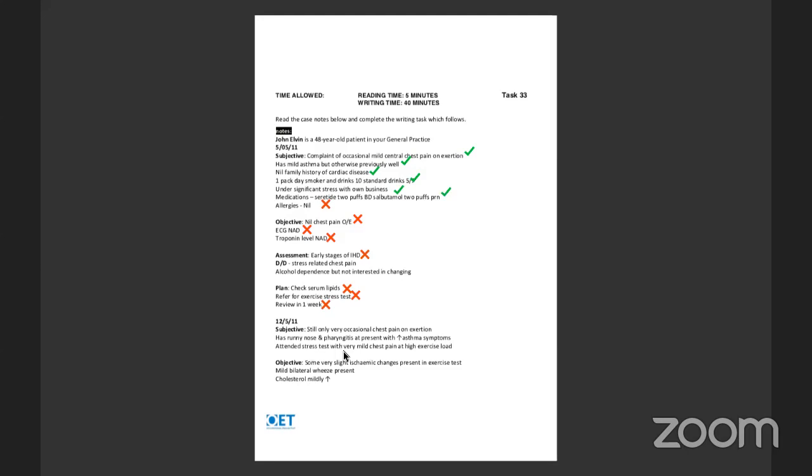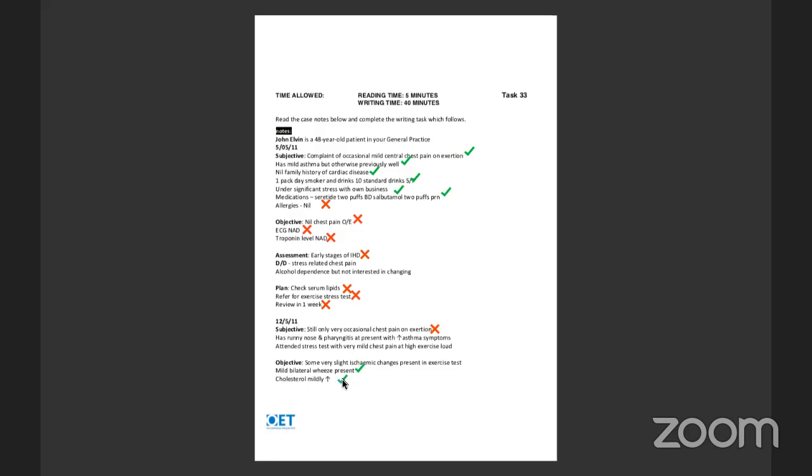Now, next one is on a subsequent visit. Exercise stress test: still only very occasional chest pain on exertion. Not that important information, because we have already told the target reader the patient initially complained of occasional chest pain, so we'll not say that. Has runny nose and pharyngitis at present with increased asthma symptoms. There is a rise in asthma, hence we can take this information. Attended stress test with mild chest pain at high exercise load. Some very slight ischemic changes present in exercise test. Mild bilateral wheeze present. Cholesterol has raised mildly. So you can take this information.